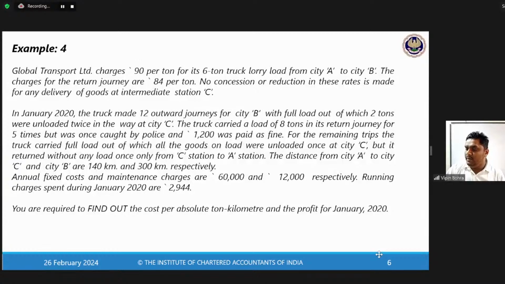The distances from A to C and city B are 140 and 300 kilometers respectively. Annual fixed cost and maintenance charges are 60,000 and 12,000 respectively. Running charges are 2944 for the month of January. You are required to calculate the cost per absolute ton kilometer and profit for January 2020. So let's start with this question.